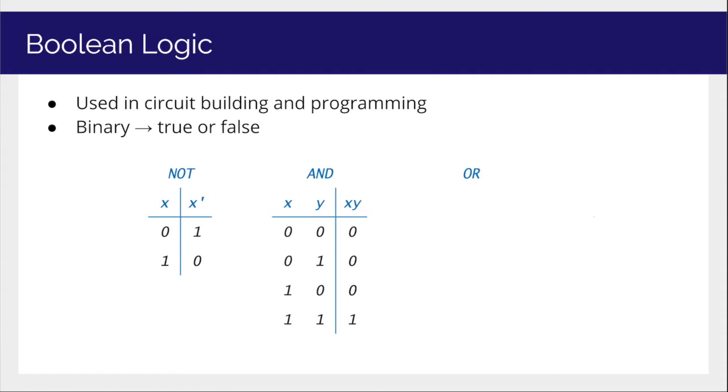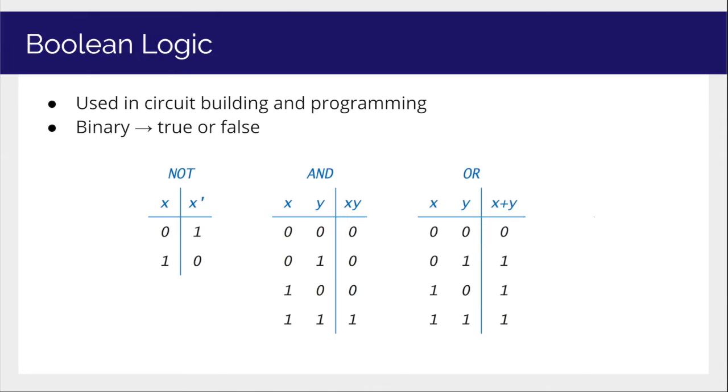You can see here in the first row, x is 0, y is 0, then the output xy would be 0. And same thing when either x is 1 or y is 1 but the other is 0, then the output would be 0 because it's an AND operator. Both x and y have to be true, have to be 1. And finally, we have the OR function, or the OR operator, which returns true if either x or y is true, or 1.